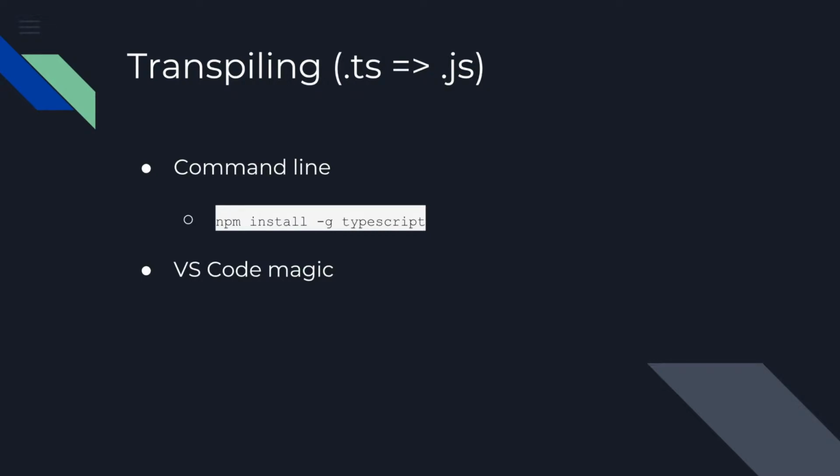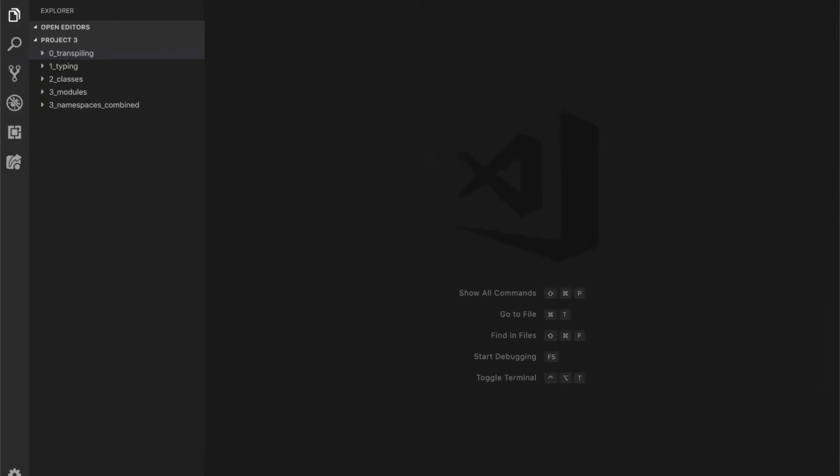So let's talk about transpiling TypeScript to JavaScript. You can do it through the command line. You'll need to install TypeScript. You can get it through Node Package Manager, Yarn, whatever you really want to. After I show you how to compile with the command line, I'll show you some easy things that VS Code does to help us out.